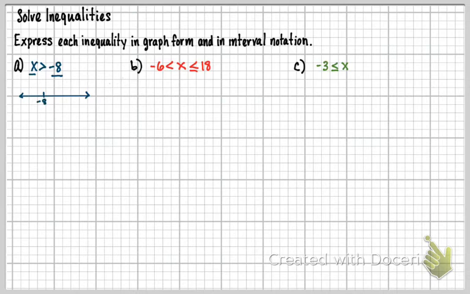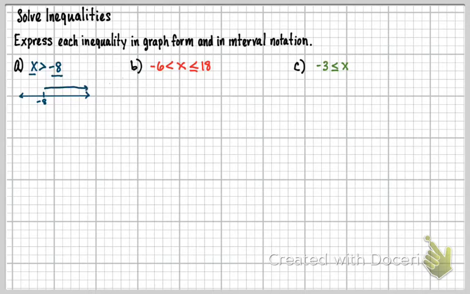Now I have to determine what x greater than negative 8 means. That means whatever value I pick for x, it's going to be larger than negative 8. And if it's larger, I can think of it being on the right side of negative 8. So it's going to be this way.